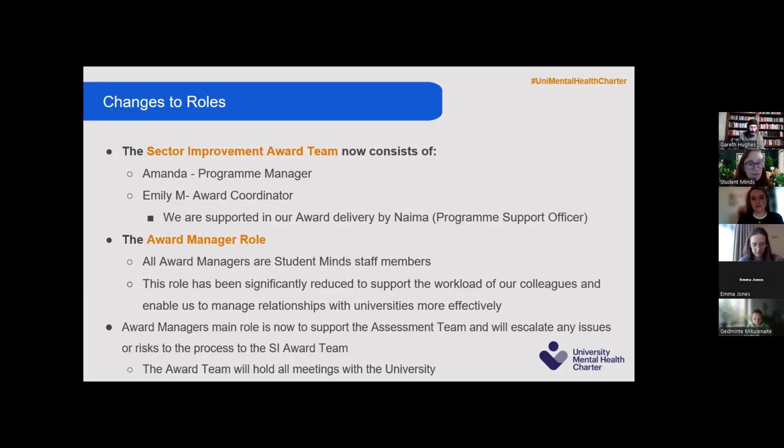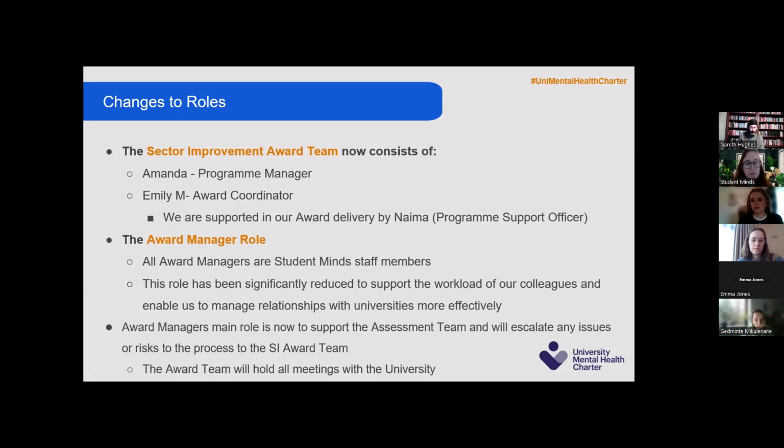And then we have the award manager role. It's the same as before. All award managers are student staff members, but we have significantly reduced the role itself to support the workload of our colleagues and also enable us to manage the relationships with universities more effectively. But also, as we're moving to a cohort model, we're going to be taking on assessments at the same time. So that's why we need that role to be more focused, I would say, rather than smaller.